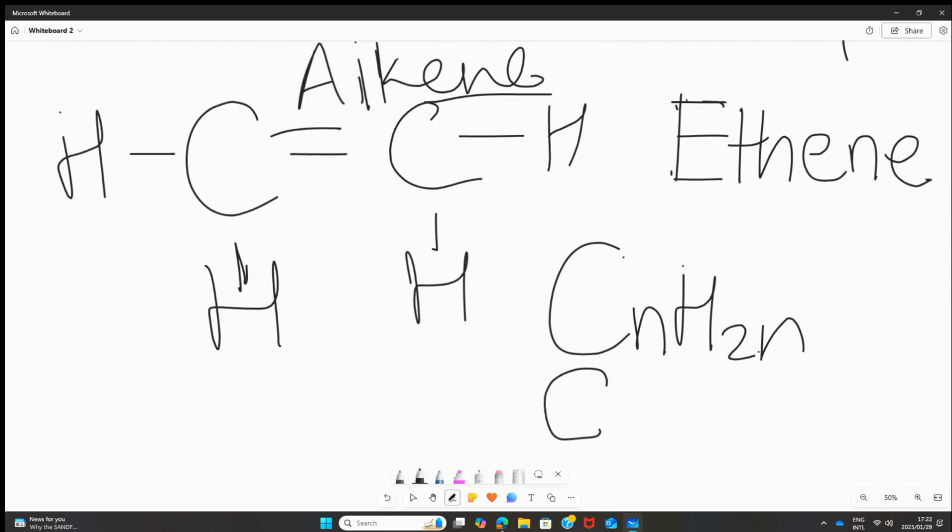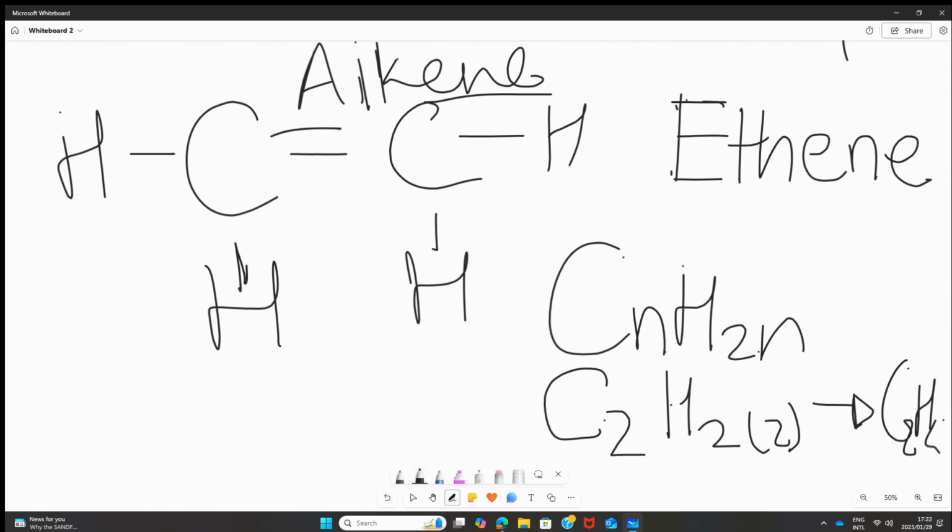So when you have 2 carbon atoms in an alkene, it will be C2H2 times 2, which is C2H4. That is your molecular formula, C2H4. Then the name would be ethene.